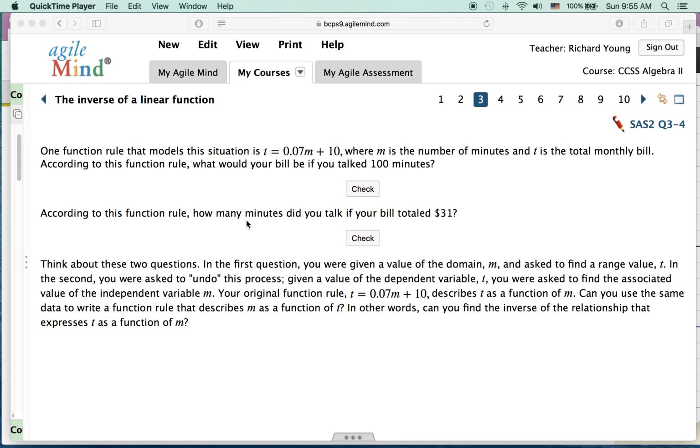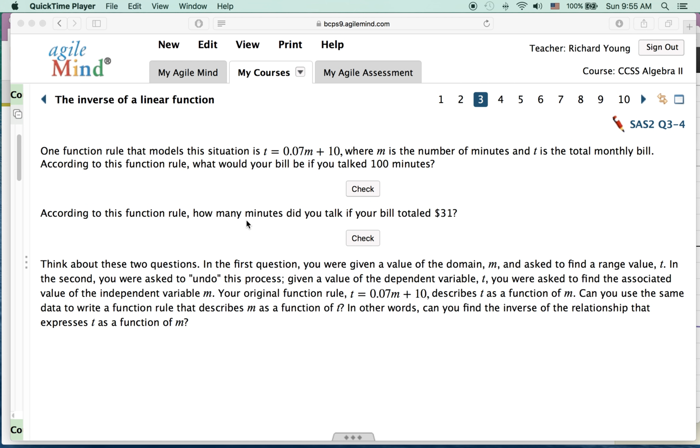We are going to continue where we left off. This is Block 2 of Topic 2. Yesterday we talked about a scenario where we developed an equation that gave us the total bill for our cell phone.